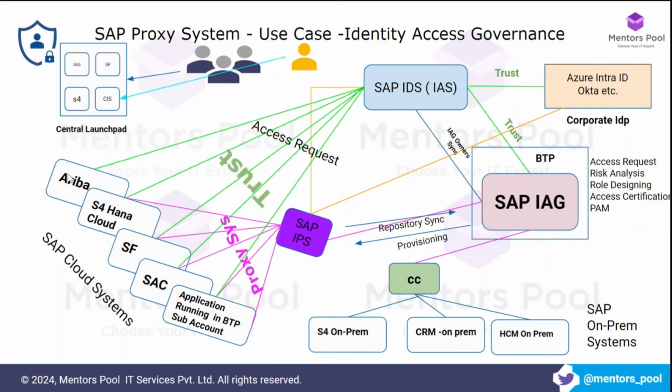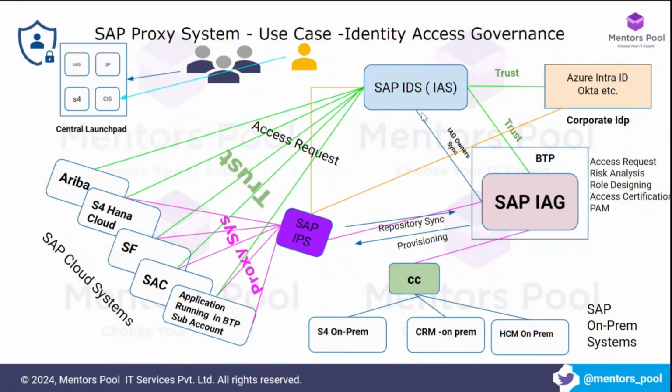Along with these, Ariba, S4, SF, users also need to log in, right? So definitely they need to create a trust with IAS. The green line is saying all the applications in the landscape are creating trust with this IAS, right? And the pink line is integration with IAG. This is on-premise system integration with IAG. This is cloud system integration with IAG.